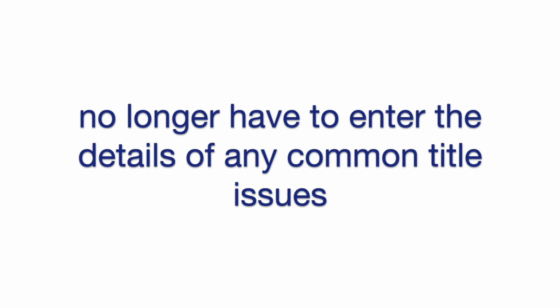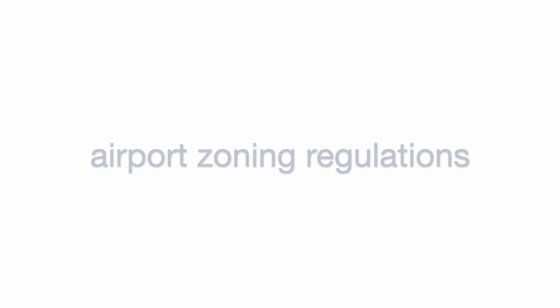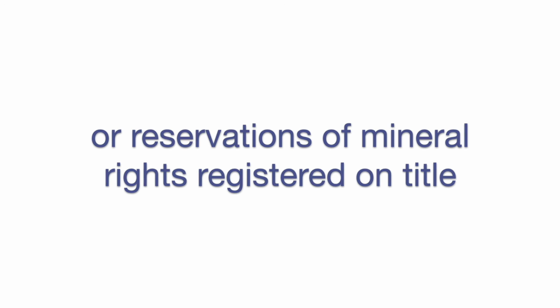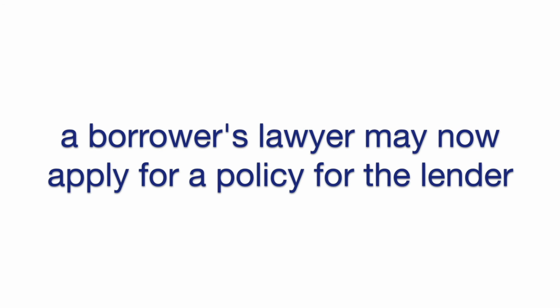Users no longer have to enter the details of any common title issues due to the blanket exception that's placed on the policy. So no longer do you have to enter the details of any municipal bylaws, easements, rights of way, rights of reentry, covenants, conditions, restrictions, airport zoning regulations, notices, agreements, and exceptions, or reservations of mineral rights registered on title. A borrower's lawyer may now apply for a policy for the lender.